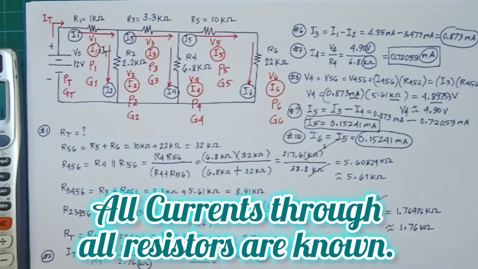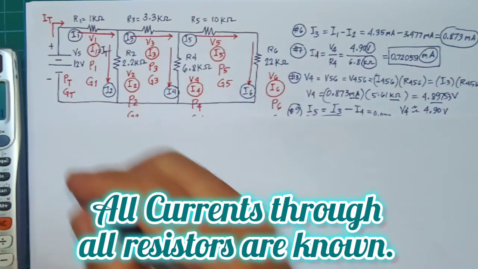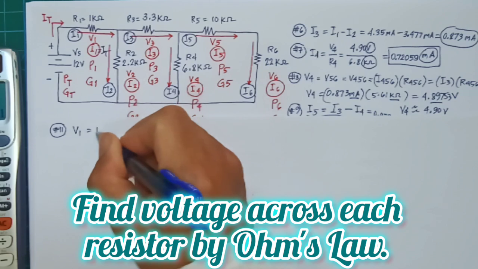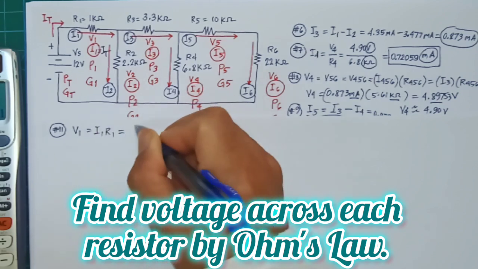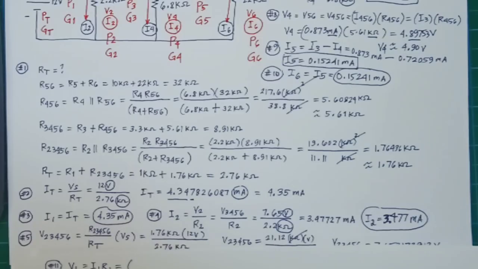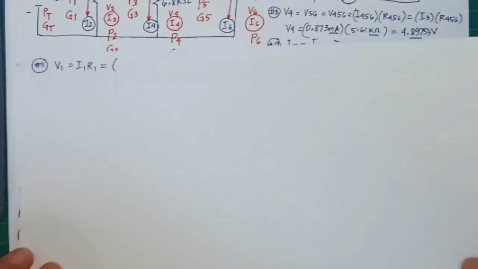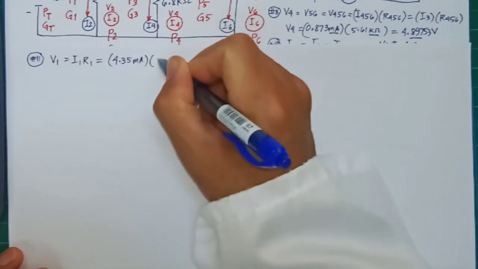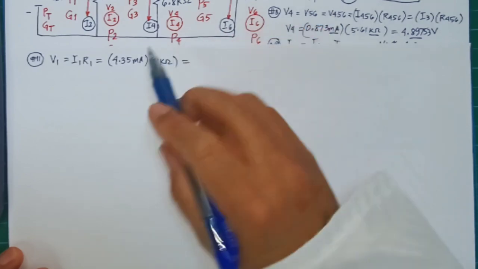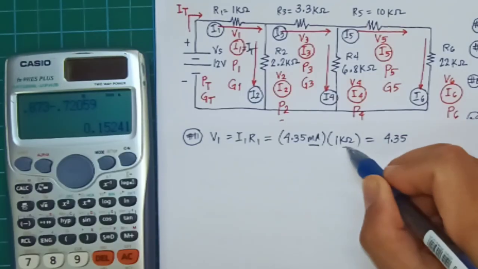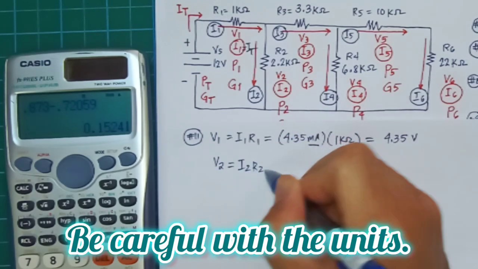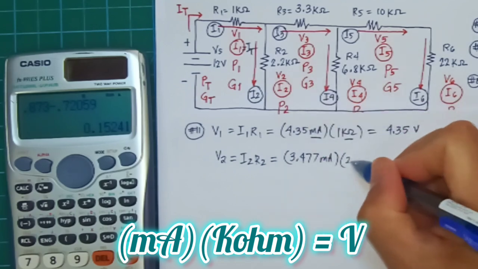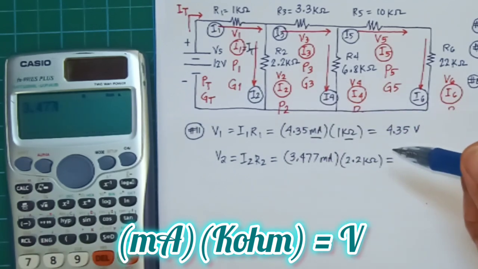Now that we got all of the currents, it's so easy now to calculate the voltages across the resistors by simply using Ohm's law. So let's write the formula for Ohm's law for V1. V1 is equal to I1 multiplied with R1. We know the value of I1 and we know the value of R1, and so we will get the value of V1. By the way, milliamperes multiplied with kilo ohms will become volts.